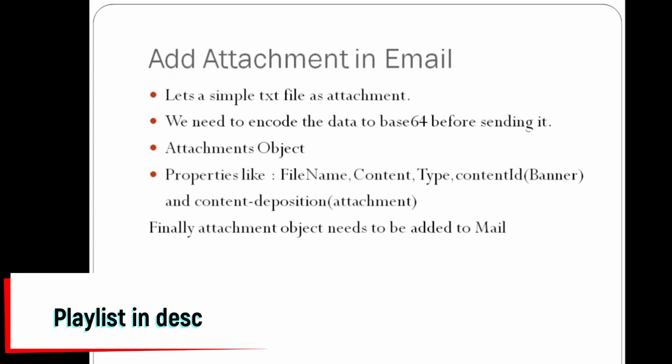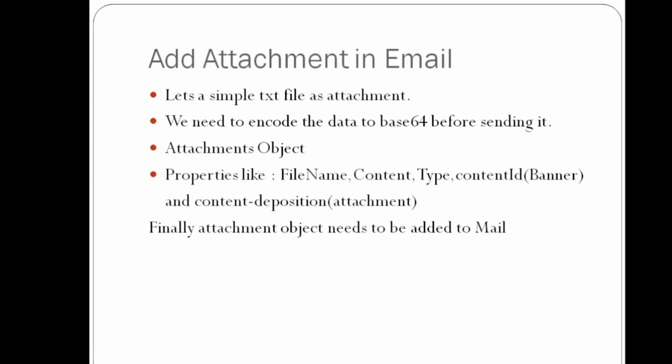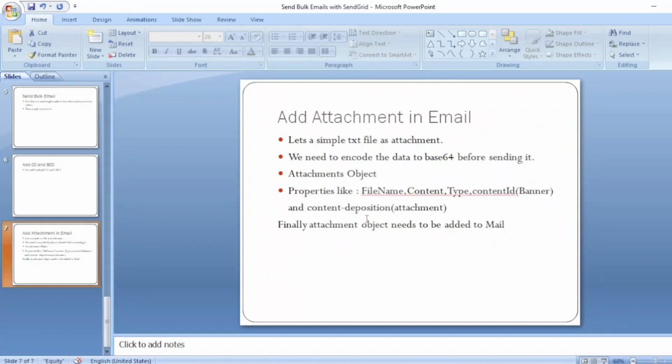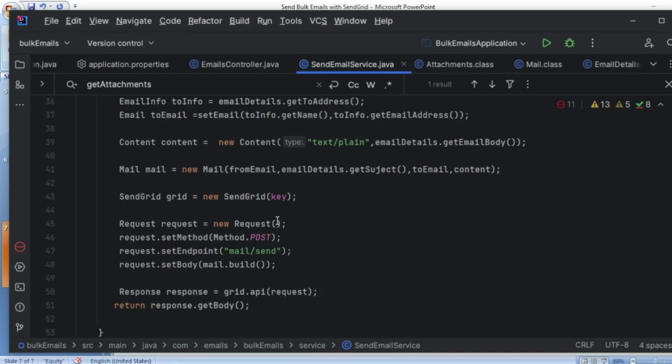In this video we are going to learn how we can add an attachment to the email, and how we can send that attachment. That's the only thing we are going to do here. There is an object called attachments, which has some properties like name, content type, content ID, content disposition, something like that. What we need to do is set those properties and add them back to the mail object. That we will discuss now.